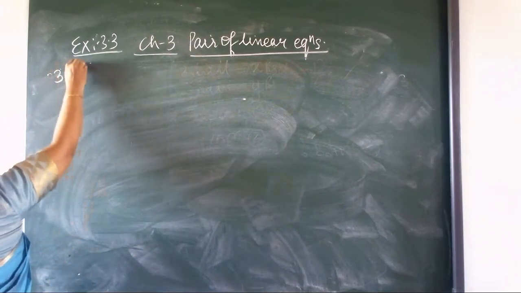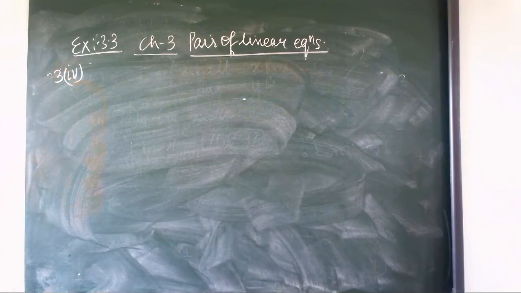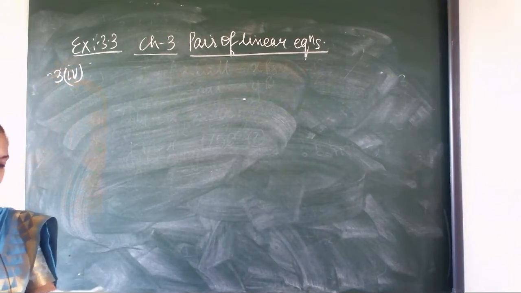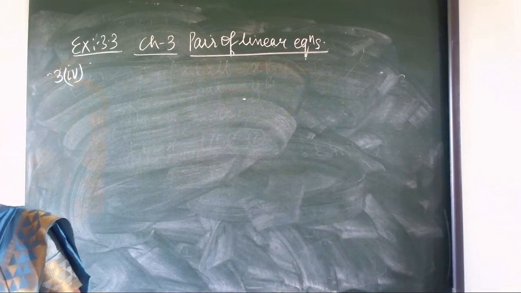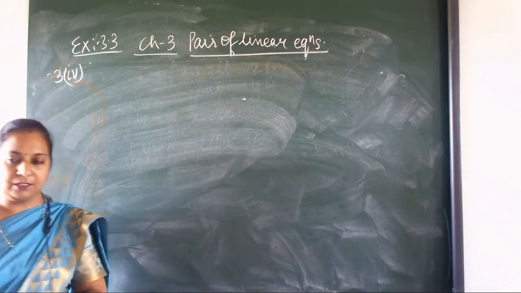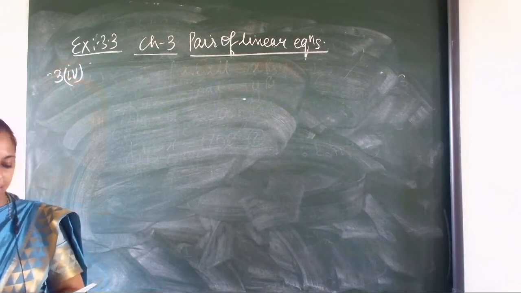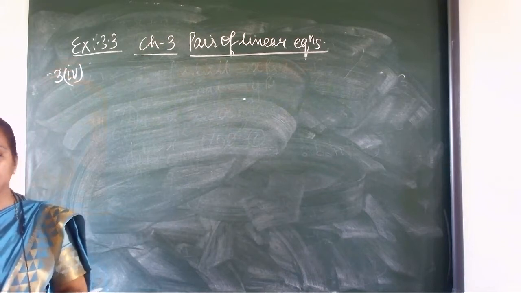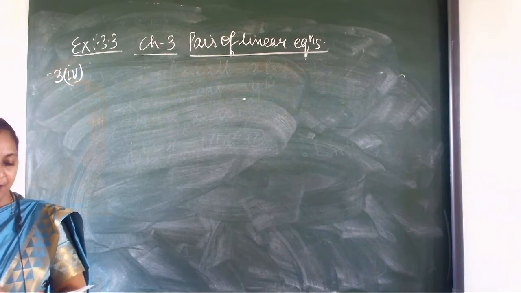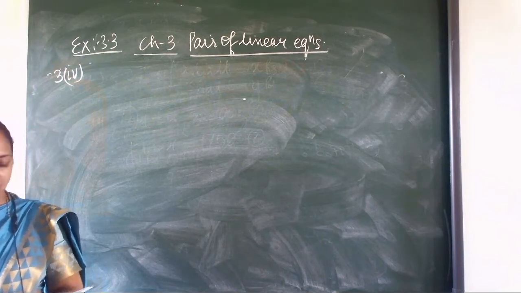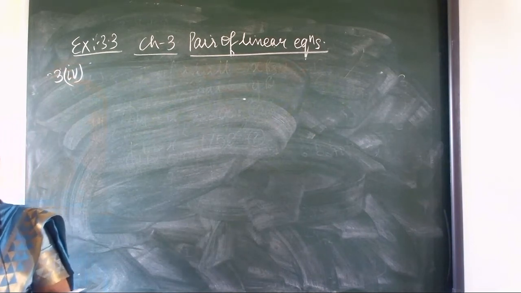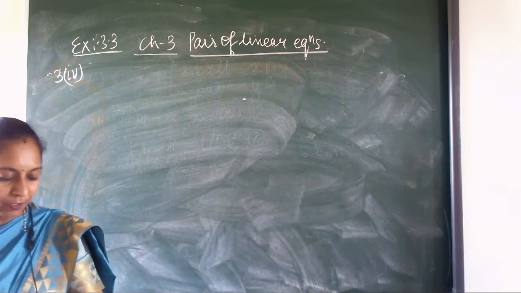Third, fourth part. The taxi charges in a city consist of a fixed charge together with the charge for the distance covered. Means the fare is divided into 2 parts. First is the fixed charge and the second is the additional charge according to the per kilometer.